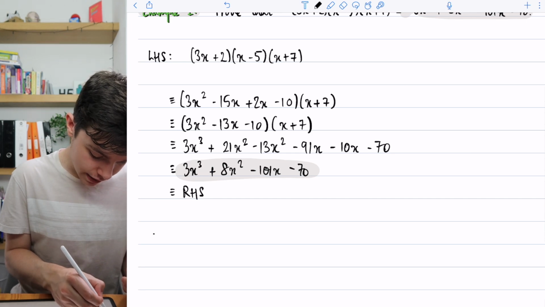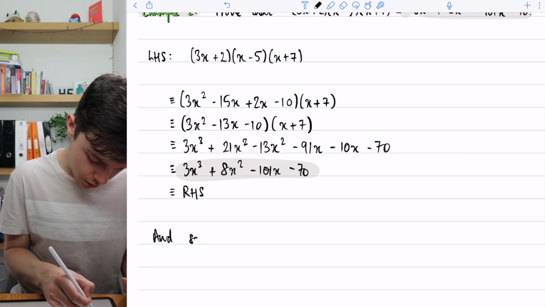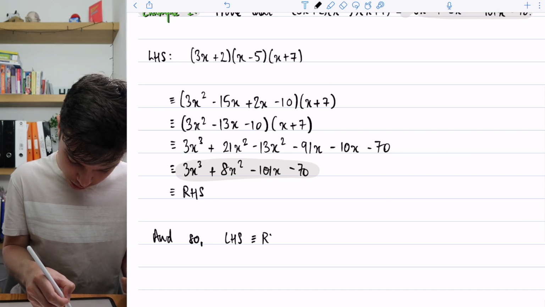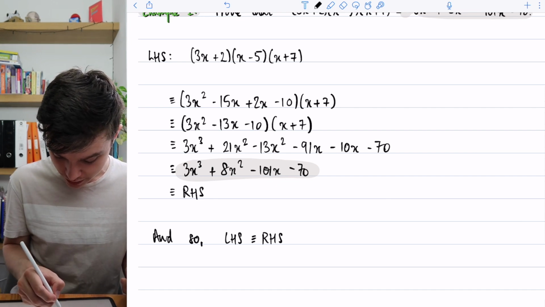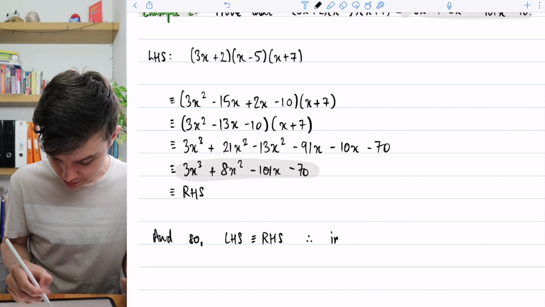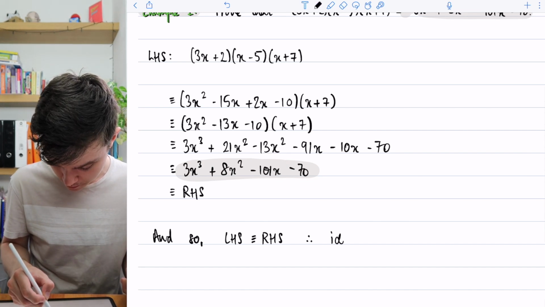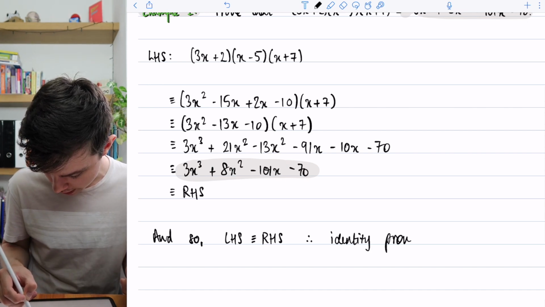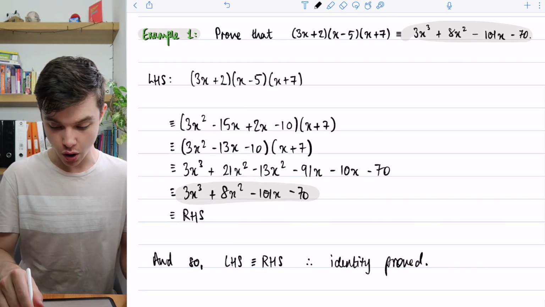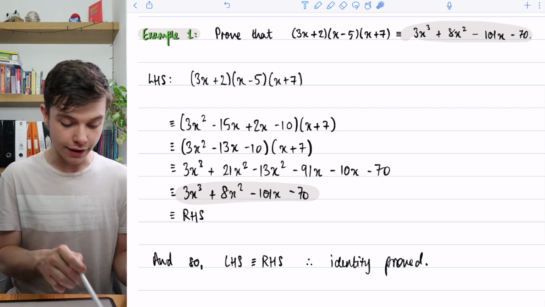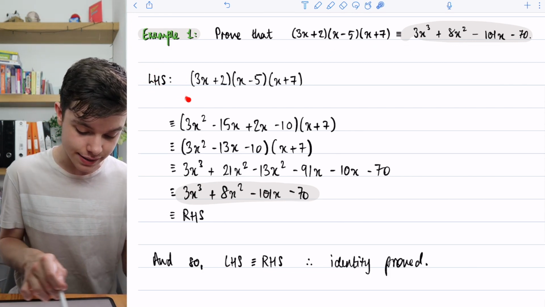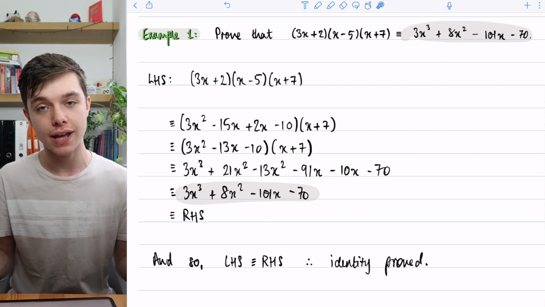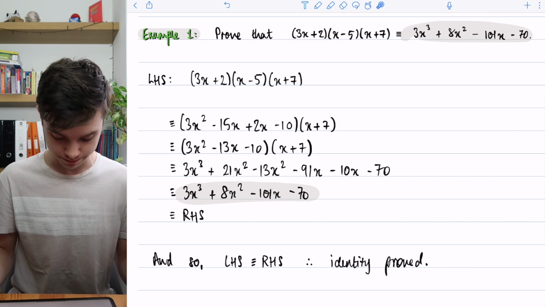So I sometimes write this, and so we have the left hand side is identical to the right hand side, therefore identity proved. Okay, that's a little bit of shorthand. You could also say, therefore, this is the case. But really what I've done is I've got the left-hand side, I started with that, done my algebra to finish with the right-hand side, so the identity must be proved.